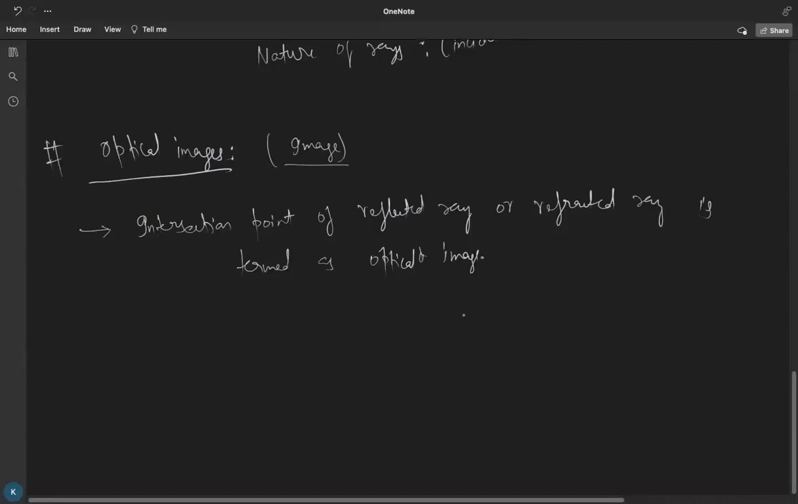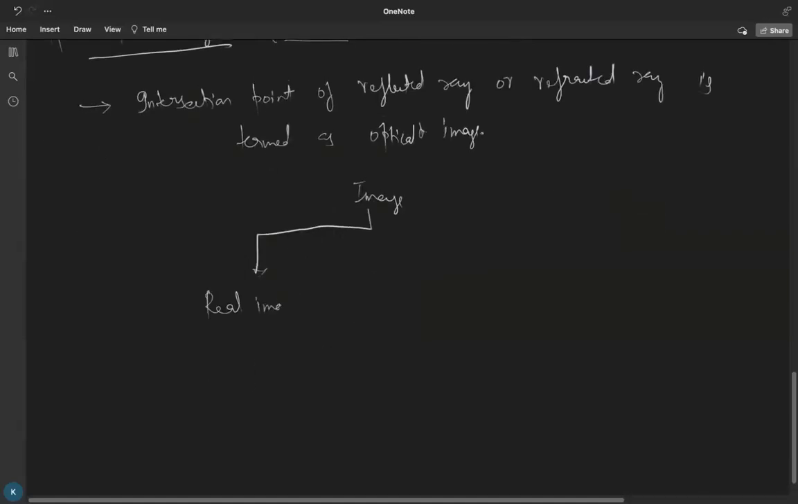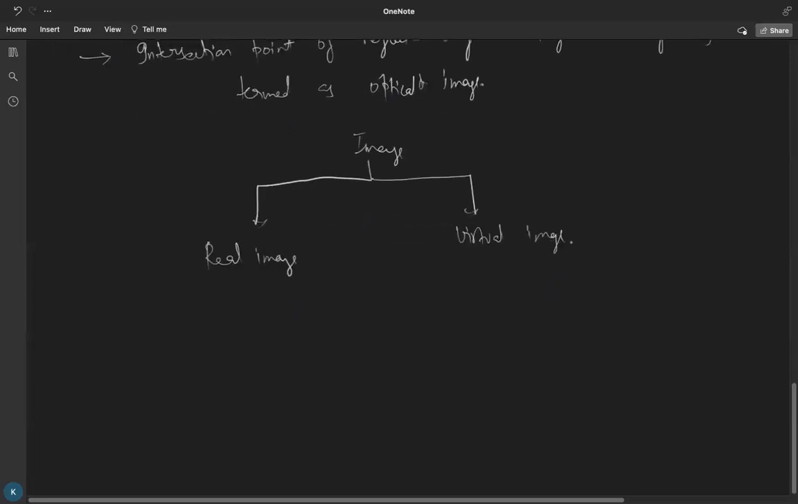So obviously, as an object is of two kinds, an image is also of two kinds. One image is termed a real image and the other is termed a virtual image. Similarly, in a real image the intersection point of the reflected ray is actually real, and in a virtual image the intersection point of the reflected ray or the refracted ray is actually virtual. So let's take a look at the real image.